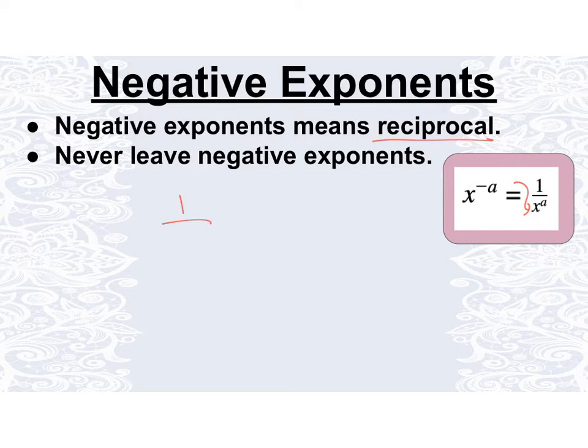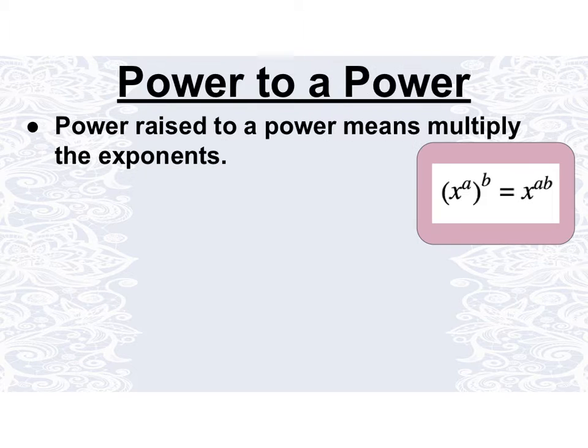If I had 1 over x to the negative a and it was negative in the denominator, then I'm going to apply the reciprocal, and it's going to become x to the a. Never leave negative exponents. You're not finished. Make sure you move them across that fraction bar. Here we have the example of x to the -2, negative exponent, so I'm going to do the reciprocal, and this becomes 1 over x squared.